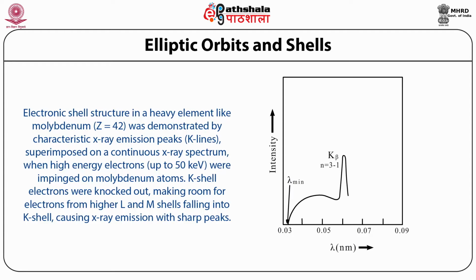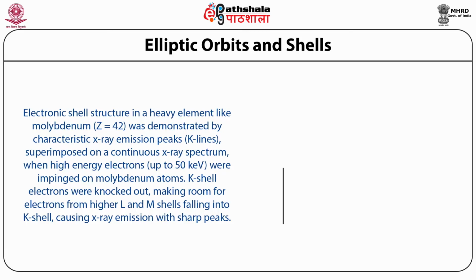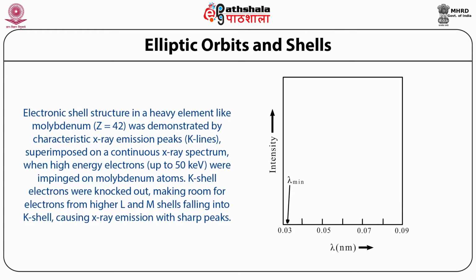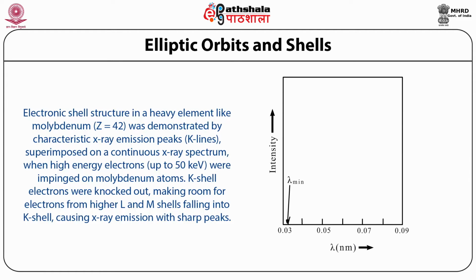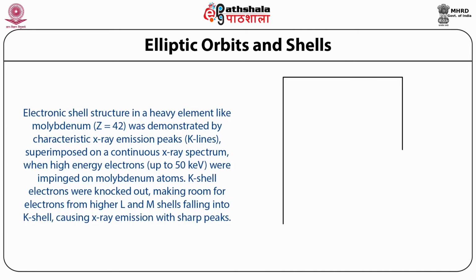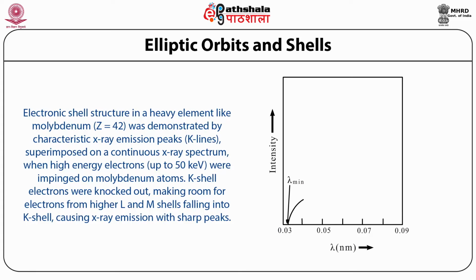When the molybdenum atom is bombarded by electrons, the electrons are impinging on a molybdenum surface, and as a result, X-rays are emitted, which you can see in the background. But in addition to the background X-ray distribution, you can see 2 peaks. One is K alpha and the other is K beta. Now, what are these peaks K alpha and K beta? Well, K alpha results from the transition from the shell n equal to 2, that is the L shell, to the K shell, that is n equal to 1.